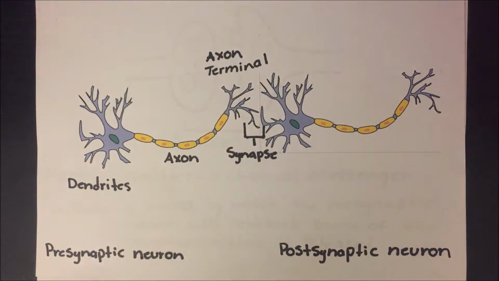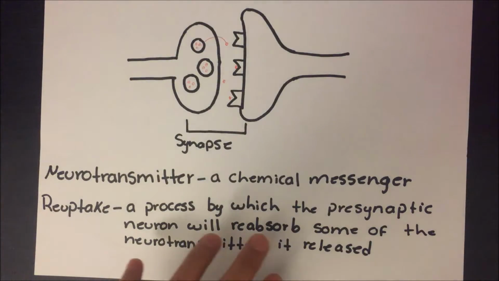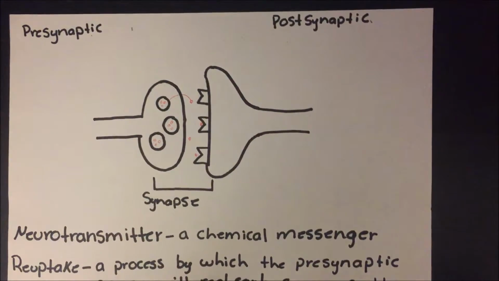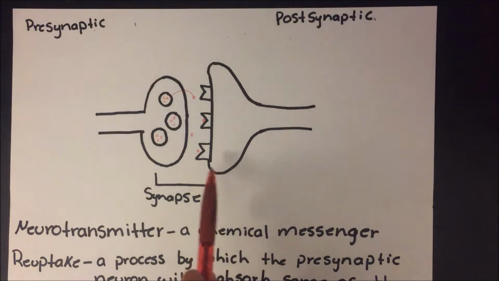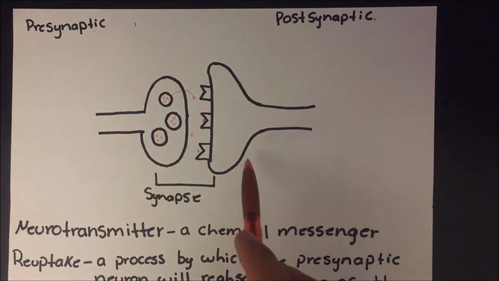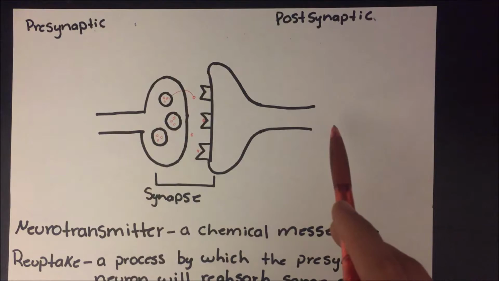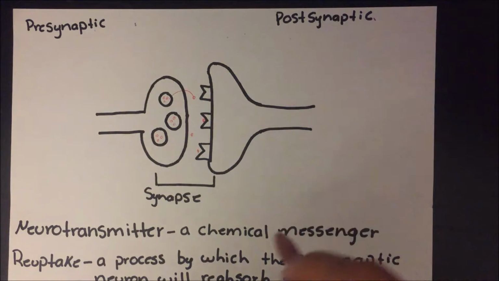Communication across the synapse will occur in the following manner. The presynaptic neuron will release neurotransmitters, or chemical messengers, into the synapse. These neurotransmitters will then bind to receptors on the postsynaptic neuron. Once these neurotransmitters bind to their receptors, they will activate an action potential on the postsynaptic neuron. Then, the postsynaptic neuron will relay this message to its neighboring cells.